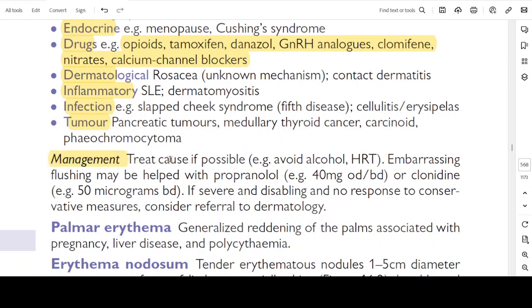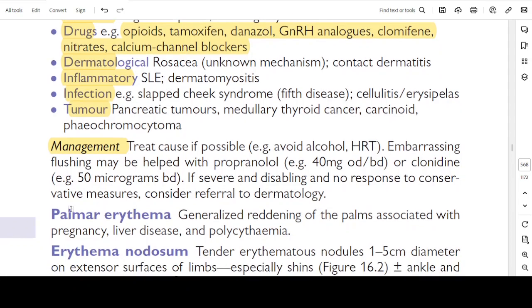Management. Treat the possible cause. Avoid alcohol or hormone replacement therapy. Embarrassing flushing may be helped with propranolol 40 mg OD or BD or clonidine 50 micrograms BD. If severe and disabling and no response to conservative measures, consider referral to dermatology. Palmar erythema: generalized reddening of the palms associated with pregnancy, liver disease, and polycythemia.